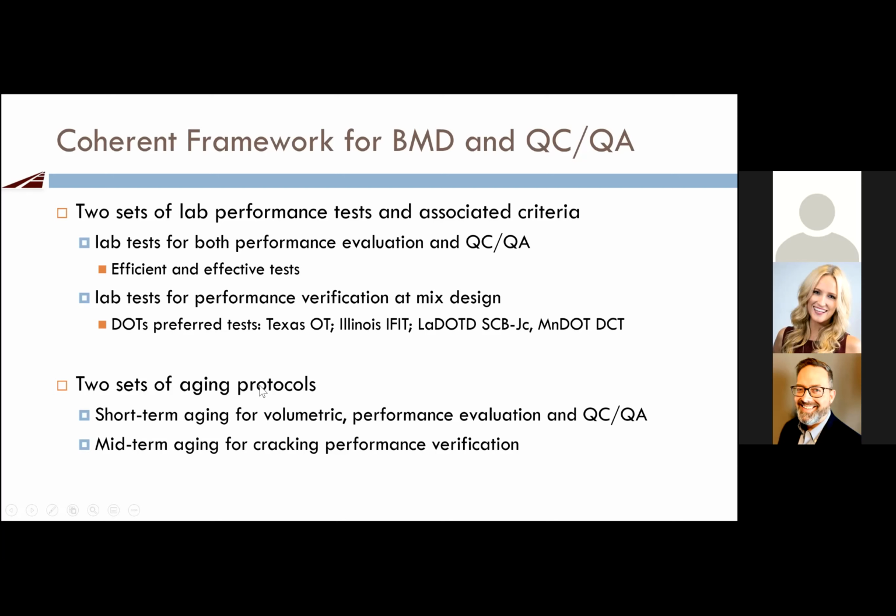And when we talk about aging protocols, we give more detailed information about why we choose that, and what the benefit is when we choose that. So these are the next several slides under this coherent framework. We're talking about really the performance test, aging protocol, and criteria. So those are the 3 major things we have to nail down.